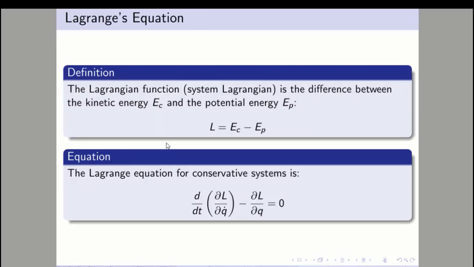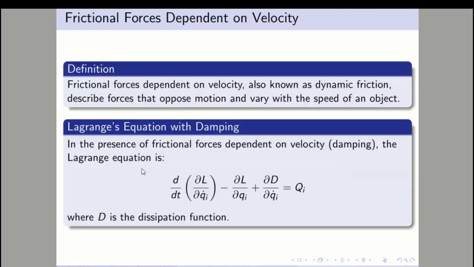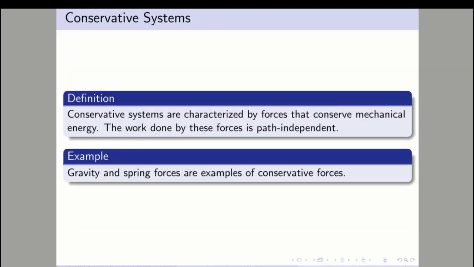In order to understand the motion or the behavior of the system, we have to include the so-called Lagrange equation. The Lagrangian is the difference between the kinetic energy and the potential energy, and it is fundamental in deriving the equation of motion of any given system. Finally, the conservative system is characterized by forces that conserve mechanical energy, such as gravity and spring forces.